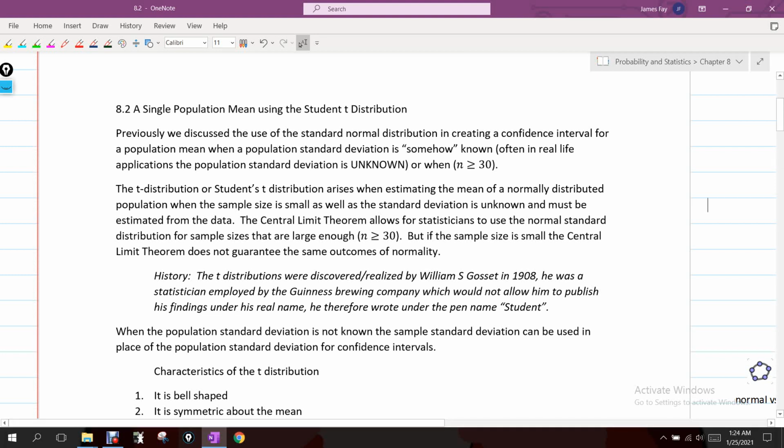Okay, so a little history about why this is called the student t distribution. The guy that discovered it or realized it was by the name of William Gossett, and he was a statistician employed by the Guinness Brewing Company. And he was looking at yields of barley and experiments that he could do to maximize the yields. Guinness would not allow him to publish his work under his name, so he used a pen name, student. So that's why it's called student's t distribution.